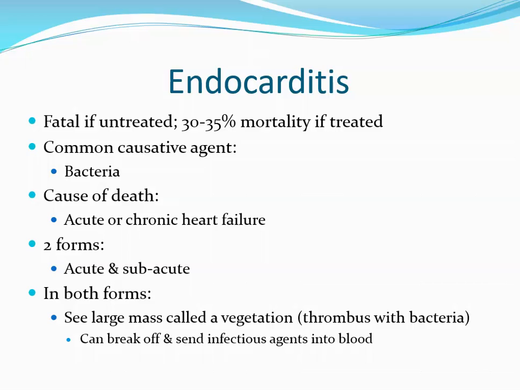There are two forms of endocarditis, acute and subacute. In both forms, one sees a large infective mass called a vegetation. A vegetation is a thrombus filled with bacteria or other microorganisms. These become dangerous because they tend to break up and then send infectious agents into the blood along with small emboli.